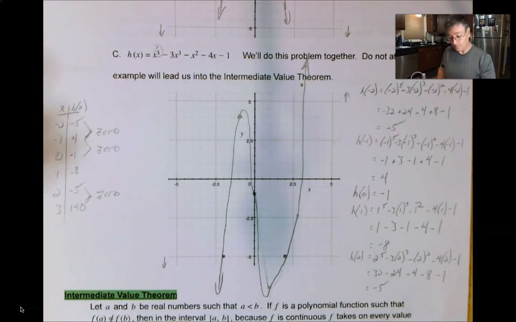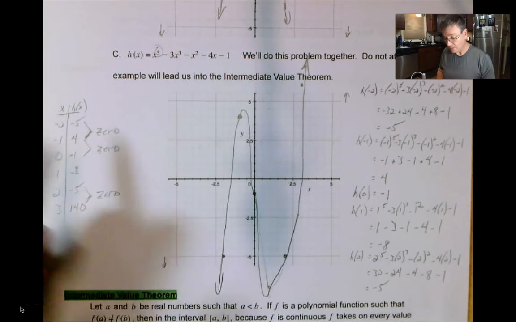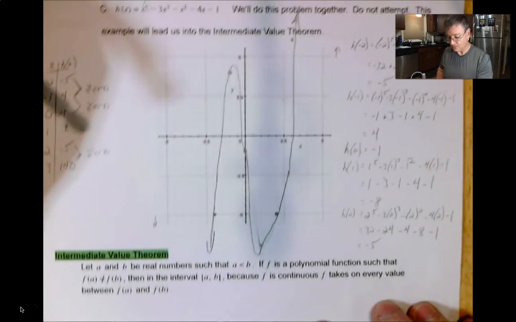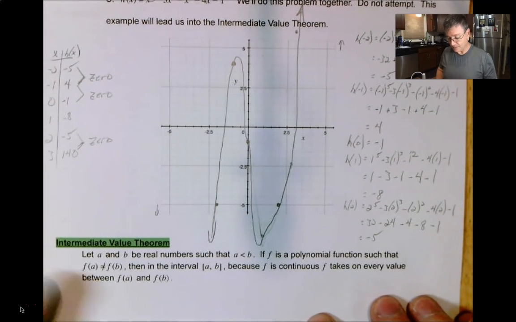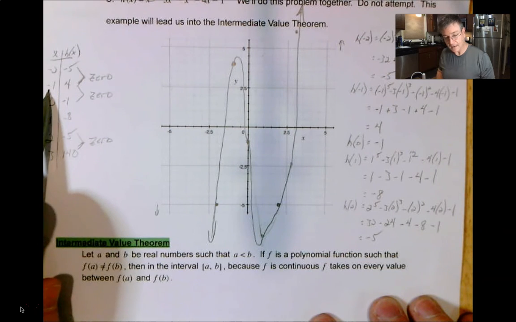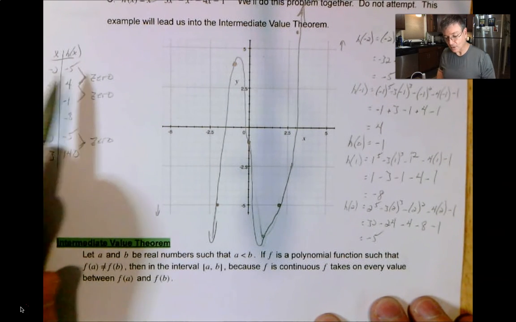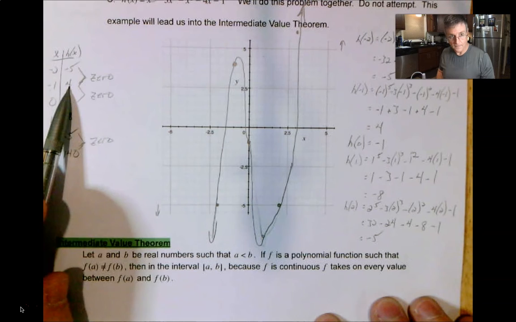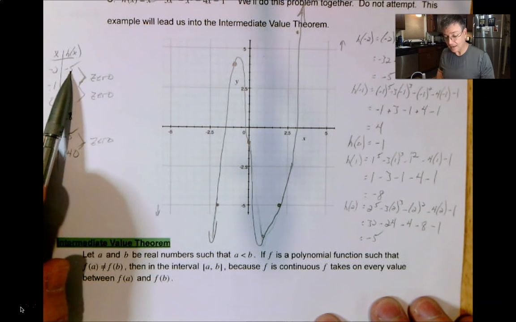Now, this procedure that I'm doing here leads us into the intermediate value theorem, which basically says that between any 2 points A and B, the function has to take on every value between f of A and f of B. So between -2 and -1, the function has to take on all the values between -5 and 4. So the function, because it's continuous, has to have a -3 in there. It has to have a 2 in there. It's got to have a 1 in there. Everything between -5 and 4.